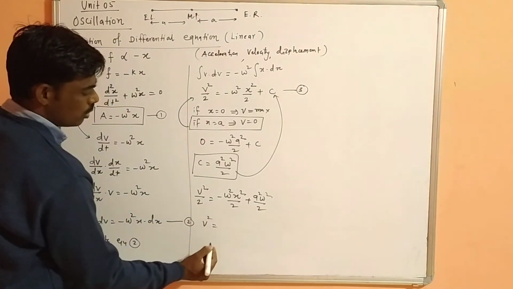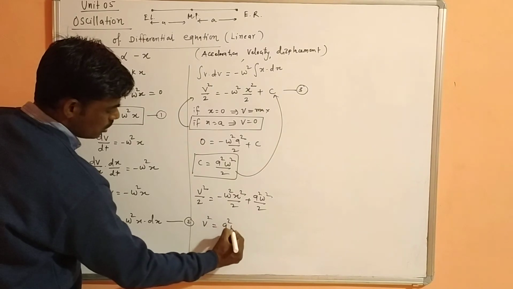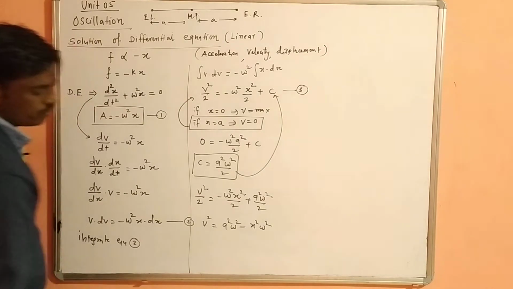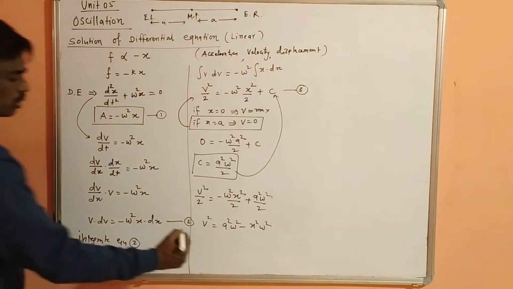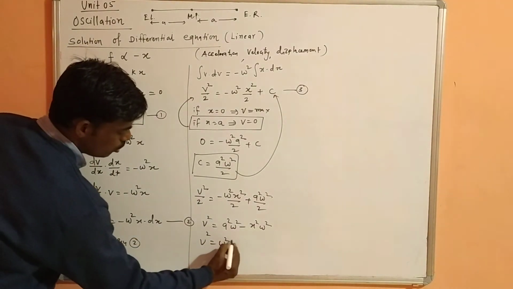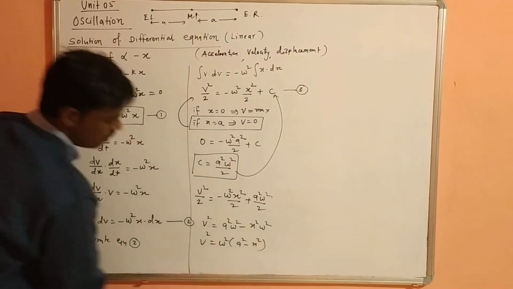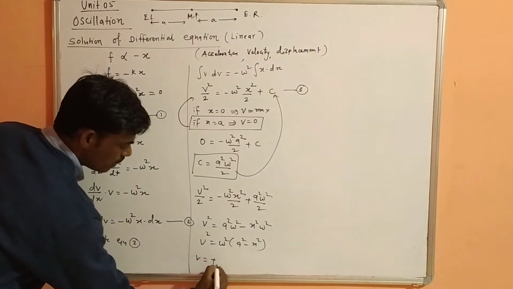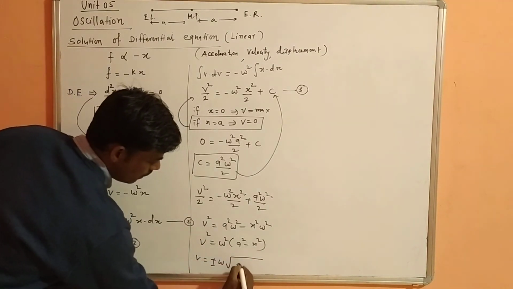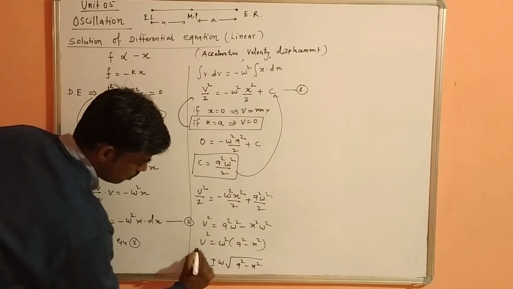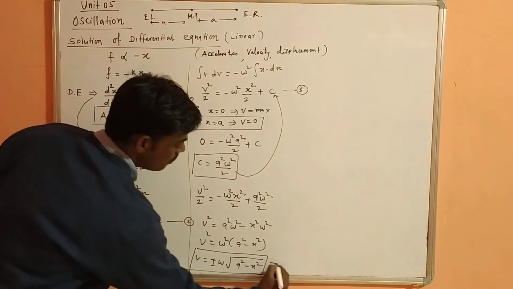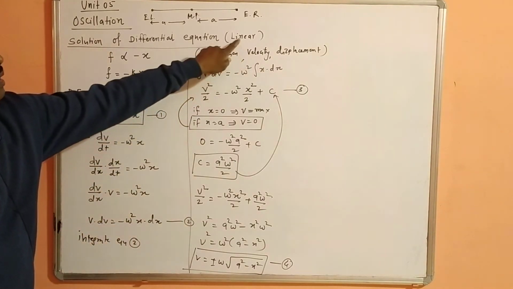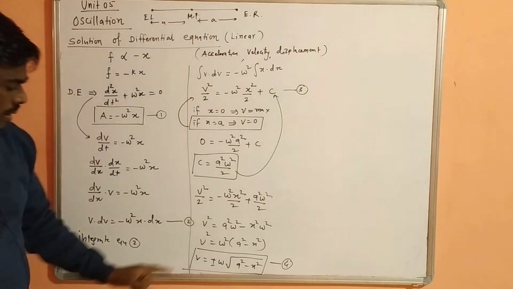So v square is equal to, we can write here, a square omega square minus x square omega square. We can take omega square common. V square is equal to omega square into a square minus x square. Therefore v is equal to plus minus omega under root a square minus x square. This is equation 4, which represents the velocity of particle during linear SHM.